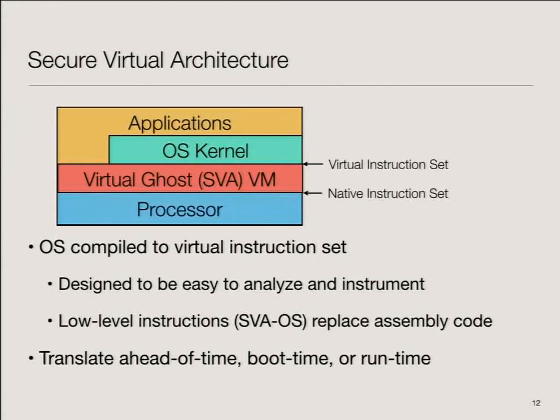We're going to have a set of instructions in that virtual instruction set called SVA-OS, which we can use to replace inline assembly code. The SVA-OS instructions basically provide features such as registering interrupt and trap handlers, being able to configure the MMU, and being able to manipulate interrupted application or interrupted program state. In this way, we could represent an entire operating system kernel in the virtual instruction set. The operating system kernel will have no inline assembly code, no handwritten assembly code in it at all.